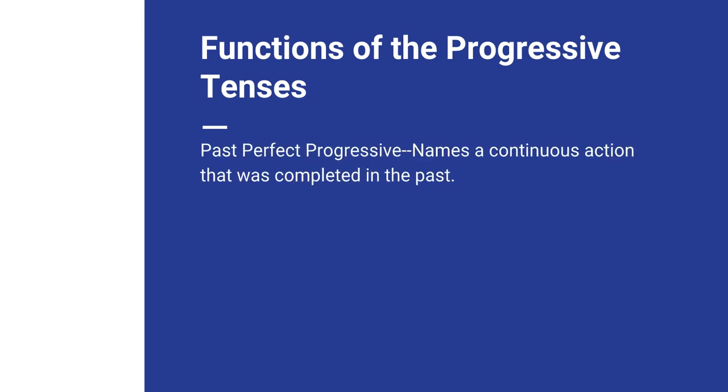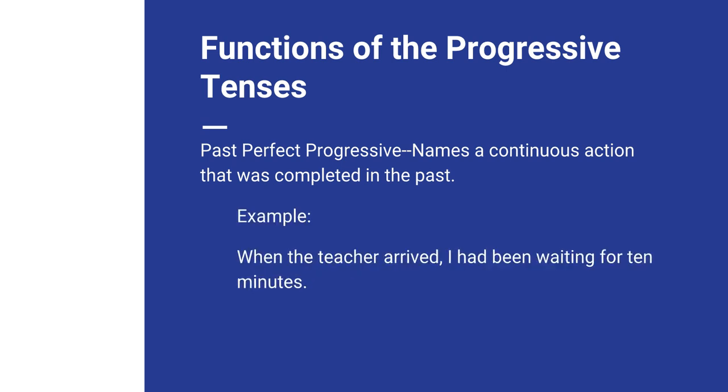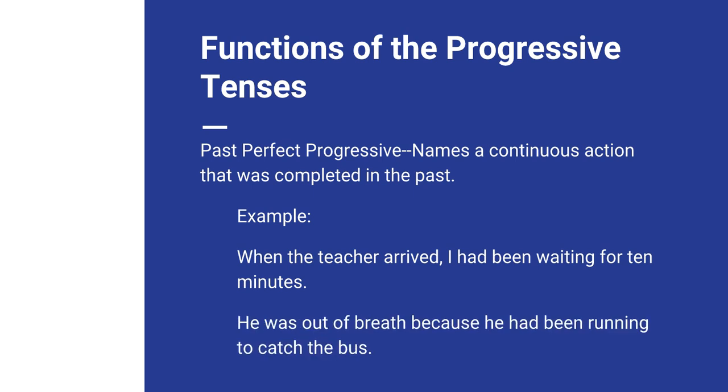Our past perfect progressive names a continuous action that was completed in the past. So when the teacher arrived, I had been waiting for 10 minutes. Or he was out of breath because he had been running to catch the bus. Running to catch the bus was already completed. Waiting for 10 minutes was already completed, but it was an action that was ongoing for a certain length of time.